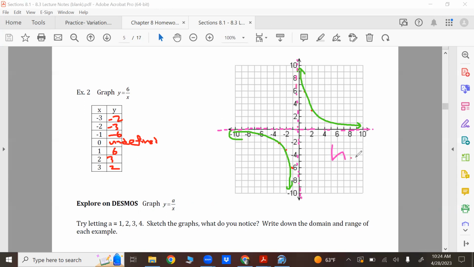So you have a horizontal asymptote at y equals 0. You have a vertical asymptote at x equals 0. -1? I said x equals 0. That's an arrow.